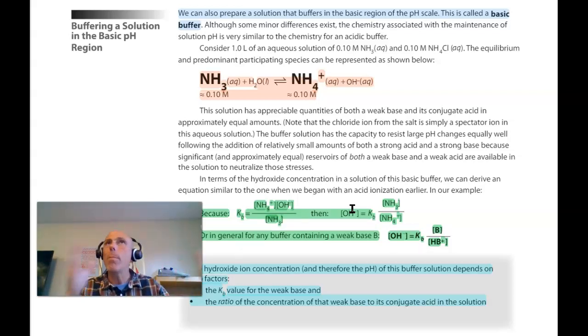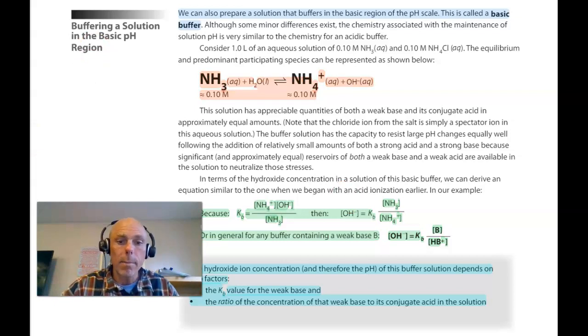But for any buffer, whether it's a basic buffer or an acidic buffer, you can still go with that old form where hydronium equals Ka times base over acid. And then if you need hydroxide or pOH, you can go from hydronium to hydroxide to pOH. So either of these expressions work because they can be converted between the two.